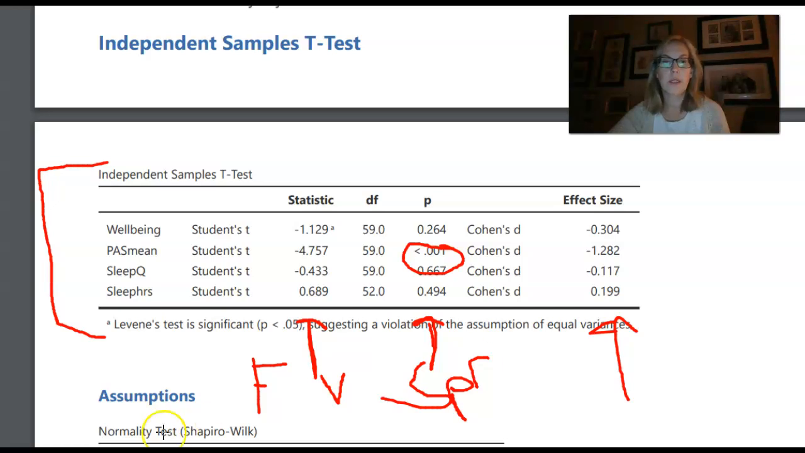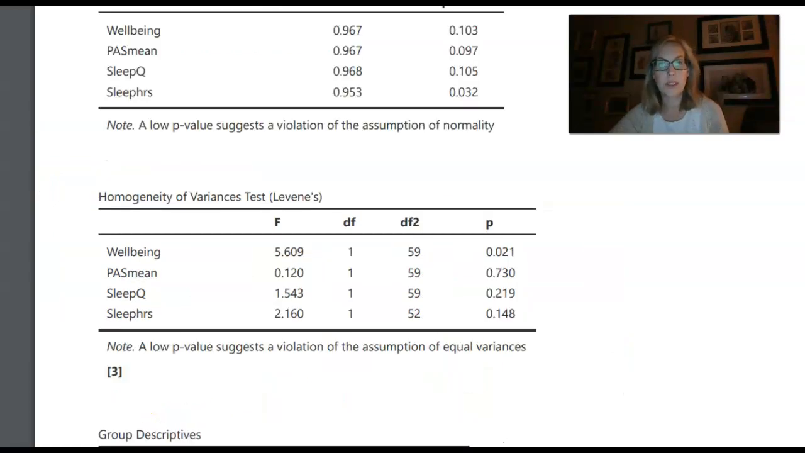Again, we'd also want to check into assumptions. So normality, we do have an issue with the sleep hours. So again, I'd report that if I was choosing to do the comparison with sleep hours. And then our homogeneity of variance, there's differences in variance for the fall students versus the spring students. And that would be something I would report if I had chosen that.